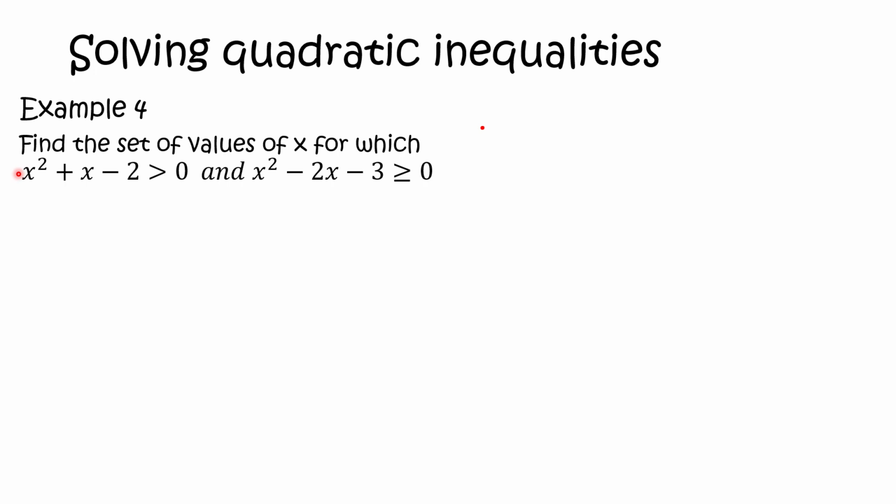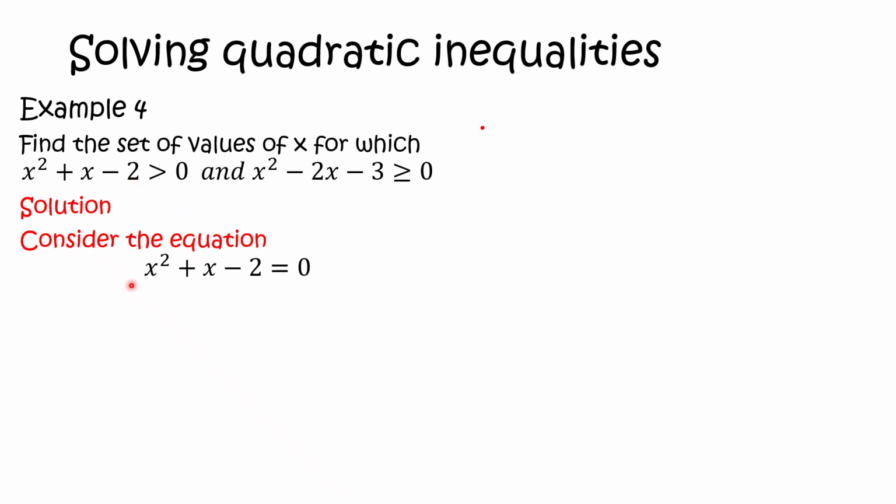Example 4. Find the set of values of x for which x squared plus x minus 2 is greater than 0 and x squared minus 2x minus 3 is greater than or equal to 0. So we've got a combination of quadratic inequalities. The solution: we consider the equation x squared plus x minus 2 is equal to 0. So we consider the first inequality over here, so that we get certain properties about this particular equation.